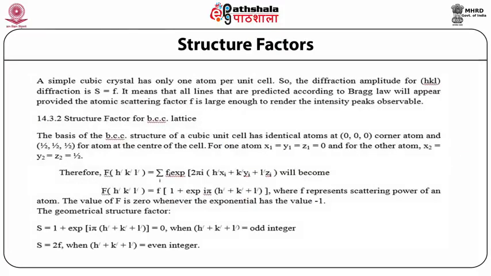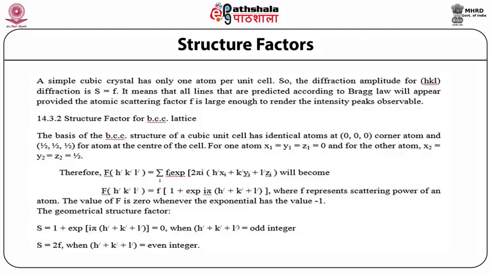A simple cubic crystal has only one atom per unit cell. So the diffraction amplitude for HKL diffraction is S is equal to F. It means that all lines that are predicted according to Bragg law will appear, provided the atomic scattering factor small f is large enough to render the intensity peaks observable. Now we will come to structure factor for BCC lattice.